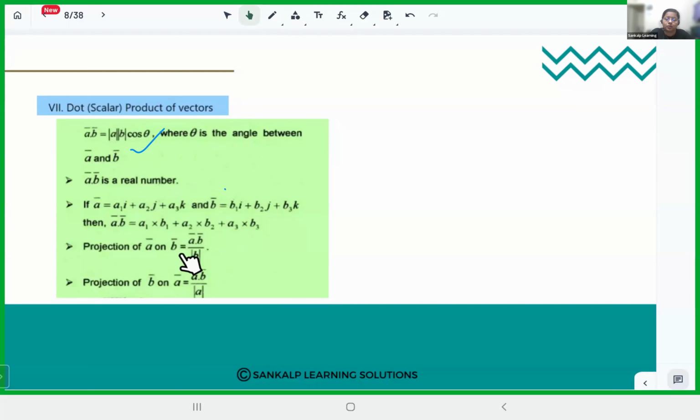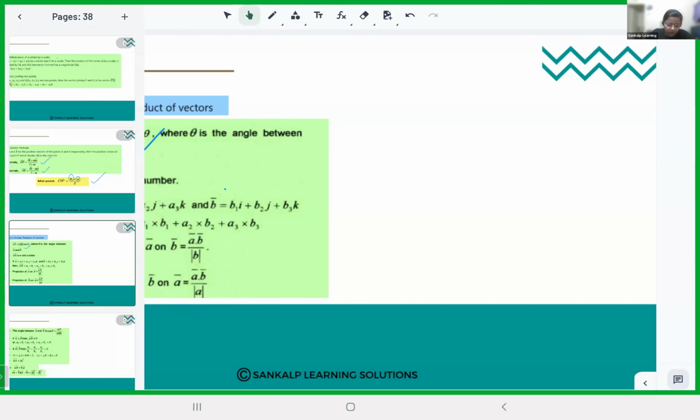It is nothing but vector A dot B divided by the magnitude of vector B. If the projection of A on B is asked, then the denominator will be the magnitude of vector B. If the projection of vector B on A is asked, then the denominator will be the magnitude of vector A. So it is vector A dot B by magnitude of vector A.